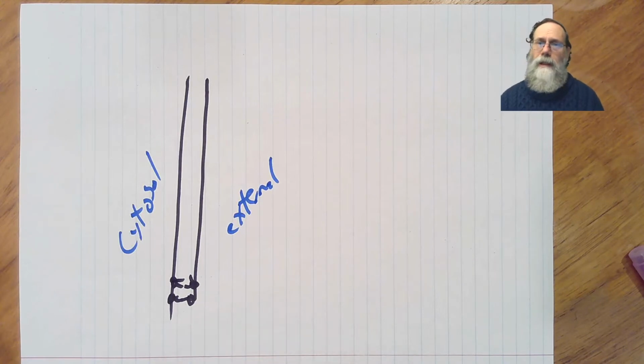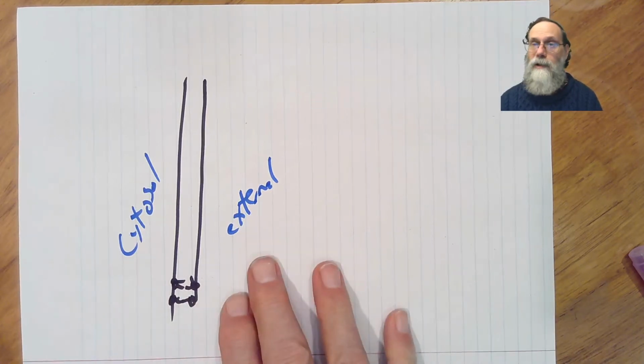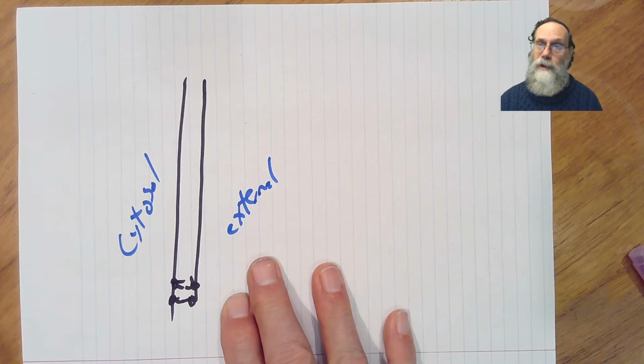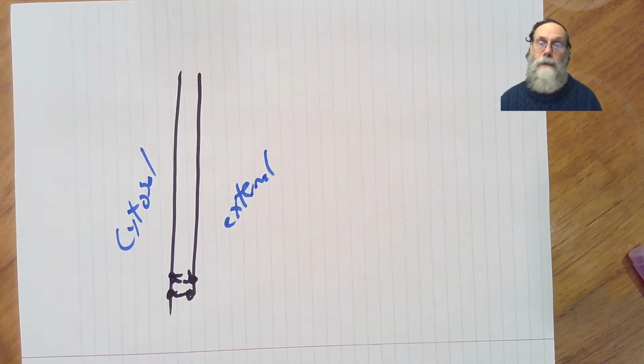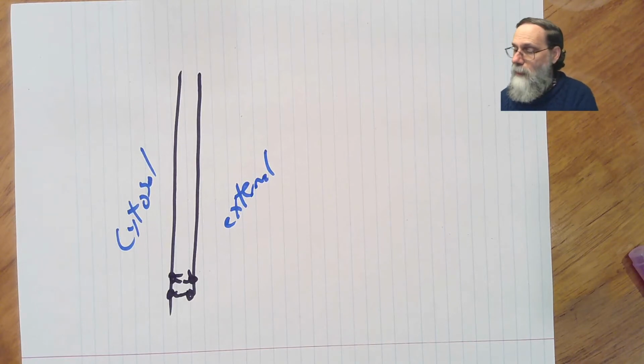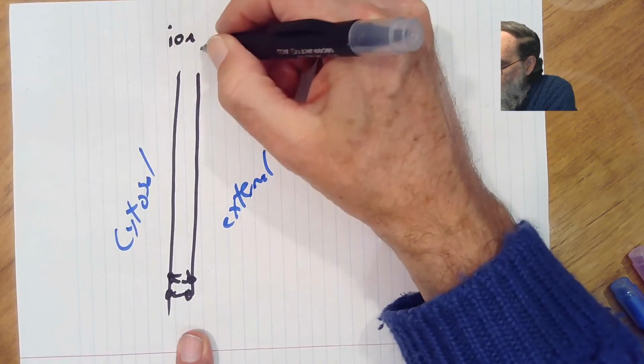What this lipid bilayer basically results in is a capacitor, because we've got the cytosol here, which is a salty solution, and the external media here, which is also a salty solution. So we've got conductors on both sides of an insulator, basically a capacitor. And the way this capacitor gets charged and discharged is by the movement of ions. We have two different types of movement. One is from ion pumps.